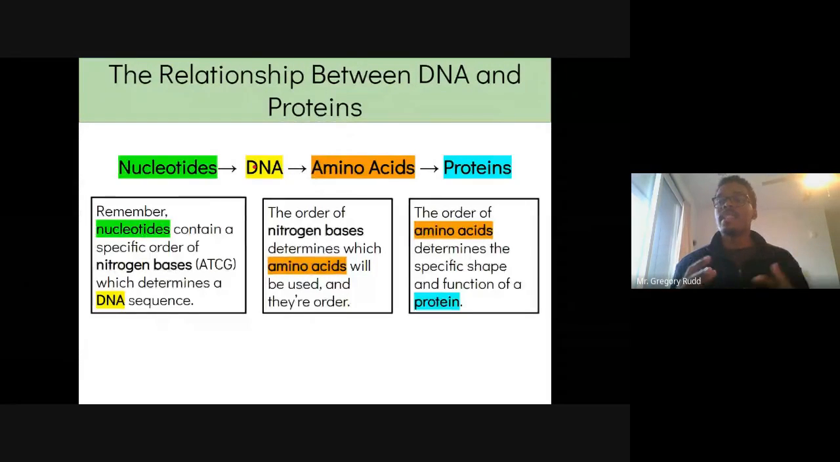And this entire time, it's really the sequence of things that is important, the way that they are ordered. So the sequence of the nucleotides matters. ATC is different than TAC. GGC is different than GCG. When you switch the order of those nucleotides, you're changing the DNA sequence, and eventually you could have an impact on the protein that's formed. So the order of the nitrogen bases determines which amino acids will be used, and also their order. And then the order of amino acids determines the shape and function of a protein.